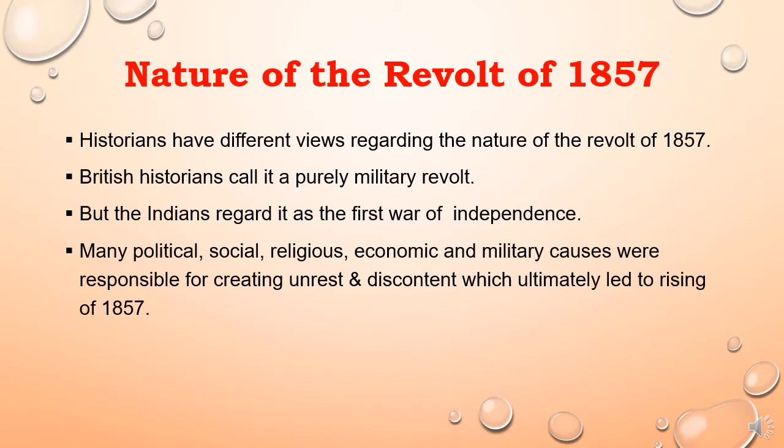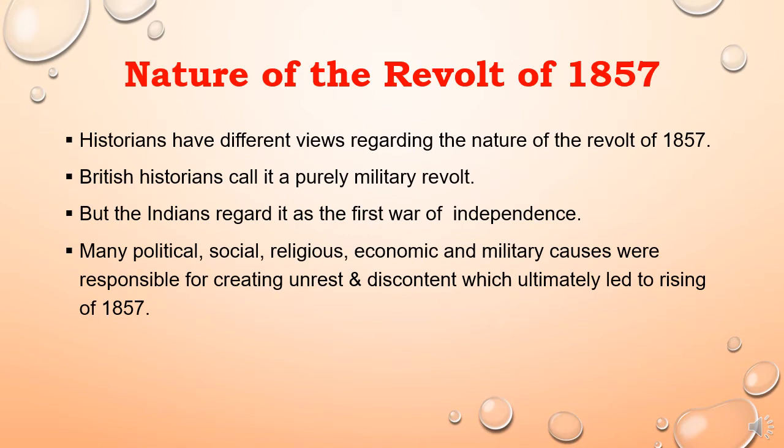Nature of the Revolt of 1857. Here, the nature means what type of revolt it was. The historians have different views regarding the nature of the revolt of 1857. The British historians have one view, the Indian historians have a different view about it. The British historians call it a purely military revolt, that this war took place between the sepoys of the English and the Indians. But the Indians regard it as the first war of independence.